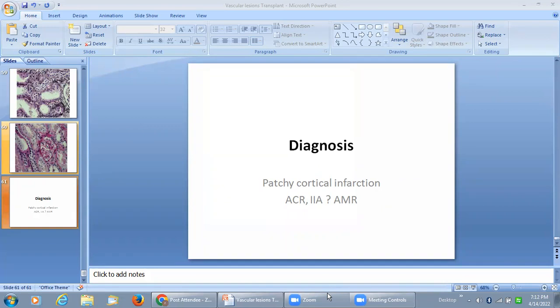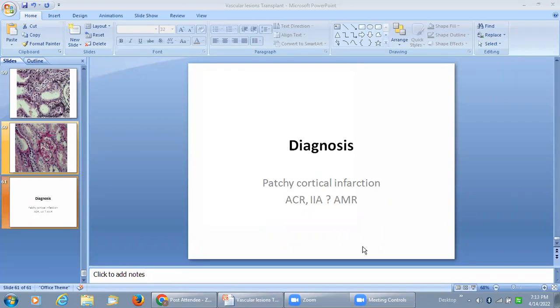No answer is coming. So it is said that 1 to 4 lymphocytes per tubular cross section, that is mild tubulitis. If you find 4 to 10 lymphocytes per tubular cross section, that is moderate tubulitis. And if you see more than 20 lymphocytes per tubular cross section, then it is severe tubulitis.